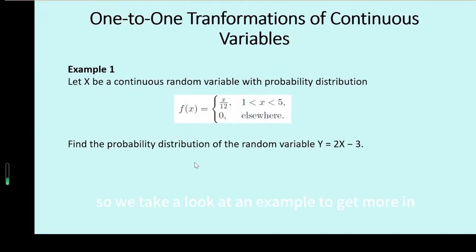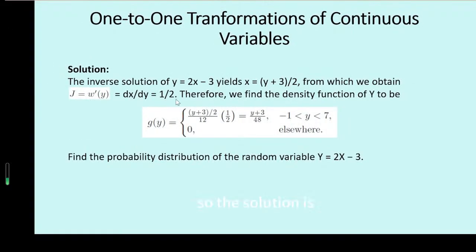So we take a look at an example to get more illumination of this formula. Say X is a continuous random variable with probability distribution f(x) equals x divided by 12 for x between 1 and 5, and 0 for other values. The question is, find the probability distribution of the random variable Y, which is 2X minus 3.